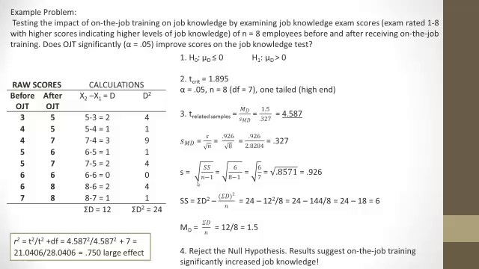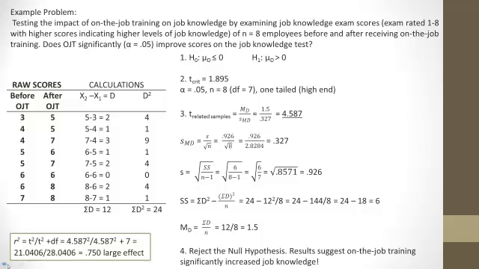So let me walk you through the first of 3 example problems. So this is an example where we're looking at the impact of on-the-job training on job knowledge. So job knowledge is rated using a job knowledge exam score, and it's going from 1 to 8, 1 being very, very little job knowledge and 8 being a whole lot of job knowledge. So let's say that before we implement this on-the-job training company-wide, we want to make sure it works. So we randomly select 8 employees, and we measure their job knowledge both before and after receiving on-the-job training.